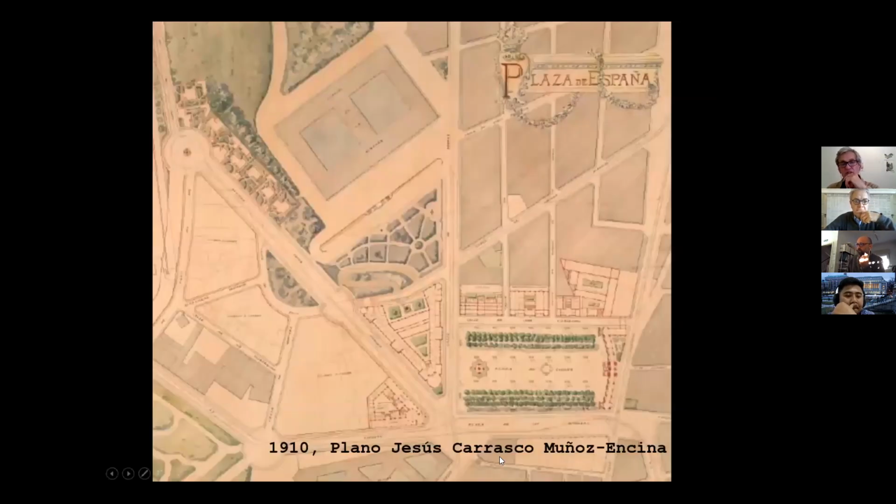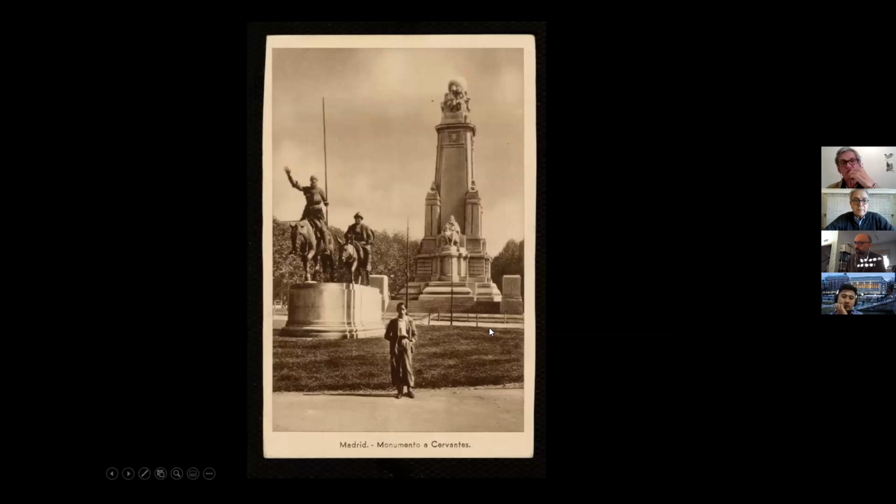This is the first project of Plaza España in 1910. In this project, the idea of the symbol of Spain, which is our country, and the name of the plaza was founded. But afterwards, in the 60s and the 70s, everything changes with the cars. This is the monument of our universal writer Cervantes, which was built there as a symbol, and the place carries this symbolic sense.